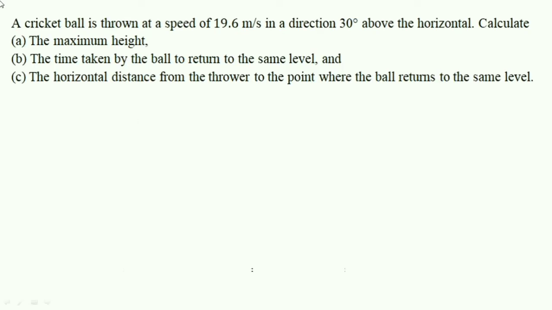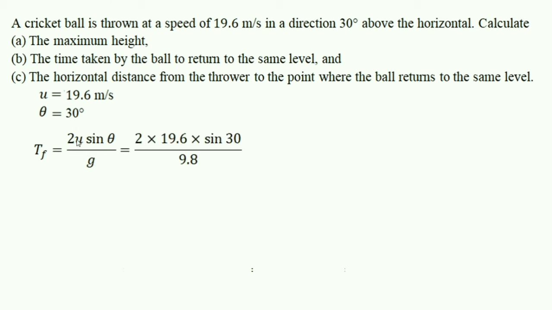So this is the next question. A cricket ball is thrown at the speed of 19.6 meter per second in the direction 30 degree above the horizontal. We have to find the maximum height, time taken or time of flight, and the range. So these are the things which are given. Time of flight is given by this expression. I'll put the values. Sine 30 is half, I can write it as 0.5. If you solve this, you'll get the answer to be this.